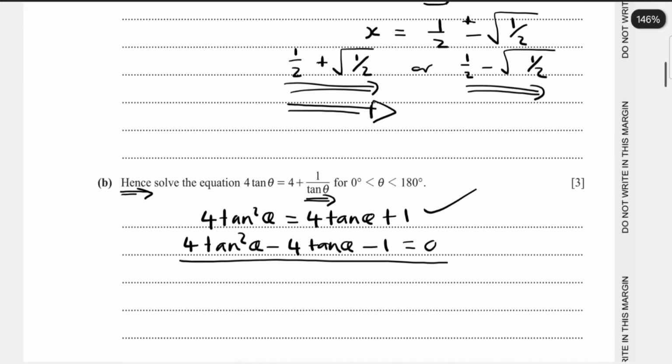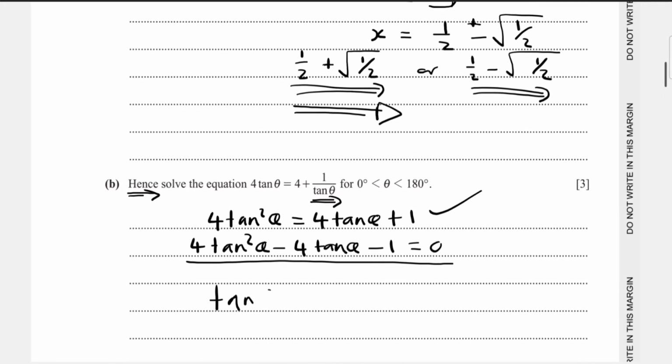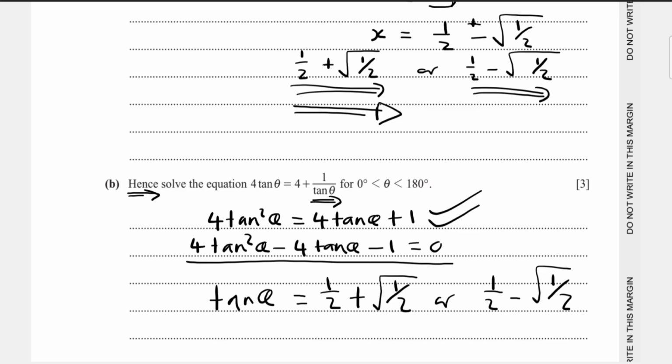So we can go ahead and say tan theta equal to half plus root half, or half minus root half, right? Because it's the same equation, and the only difference is that for this one we have tan theta replacing x, right? So the solution will be the same, because if we were going to solve this, we would just say let tan theta be x, and we're still going to get these same solutions, right?